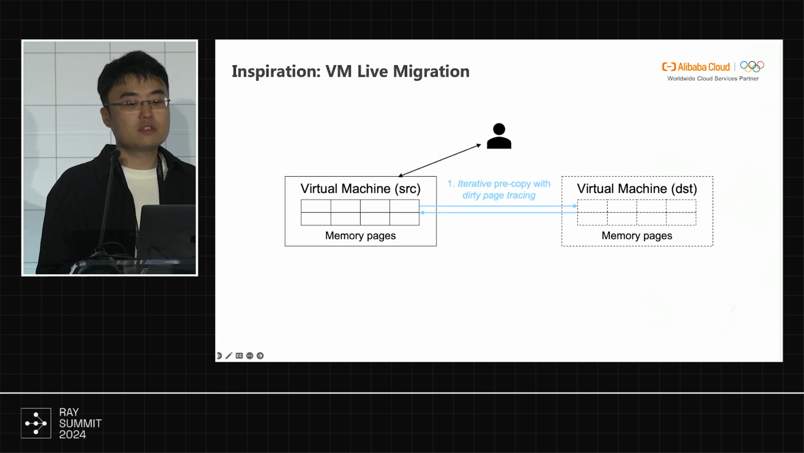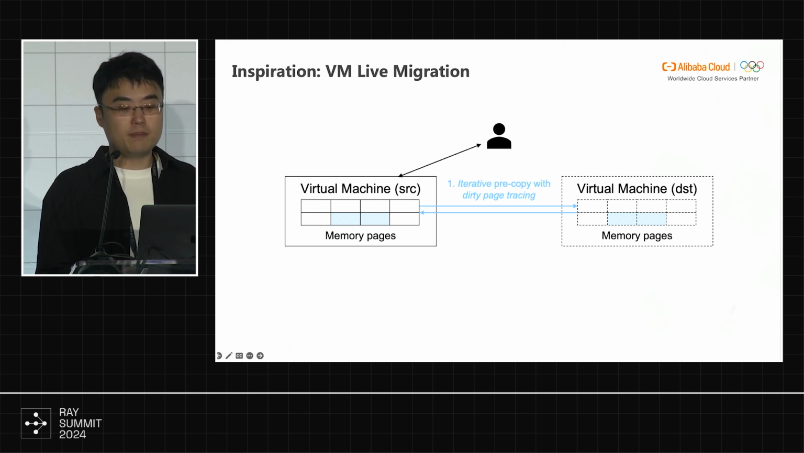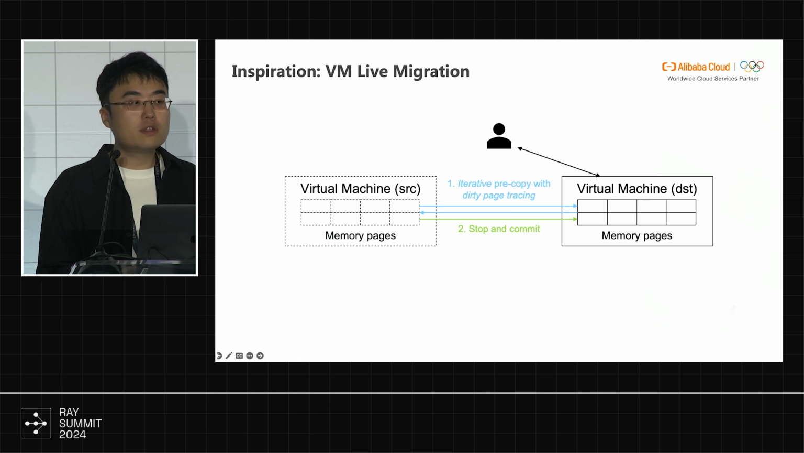The inspiration is virtual machine live migration. When you want to migrate a VM, you keep the source VM online, during which you iteratively copy the dirty pages, namely the pages that got changed, to the destination VM. When all the dirty pages got synced, then the source VM stops, the migration is committed, and the new VM becomes online.